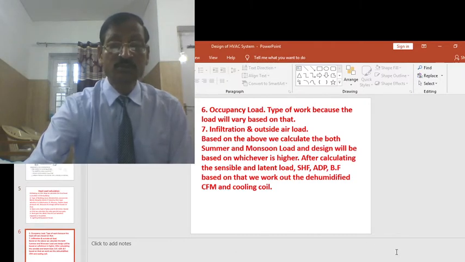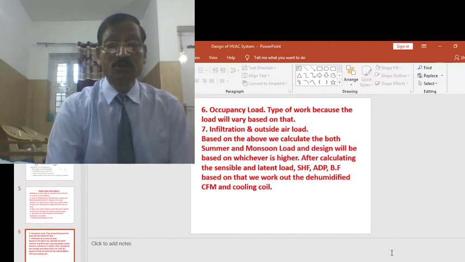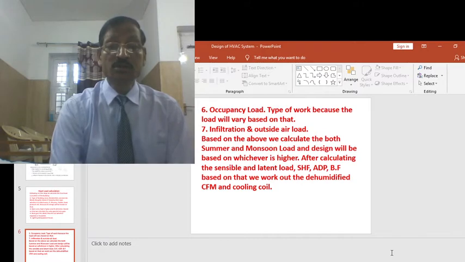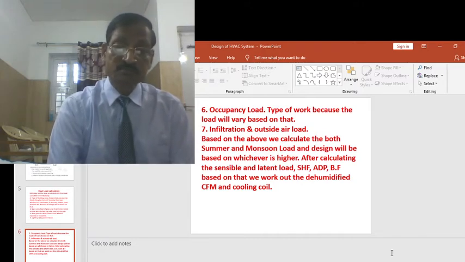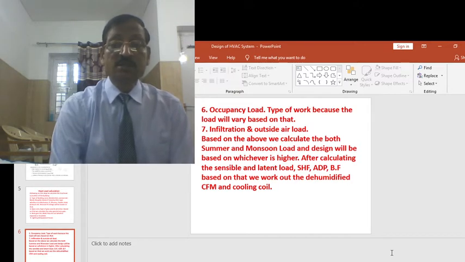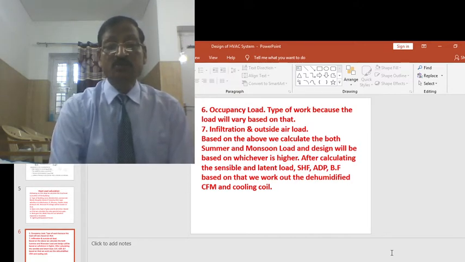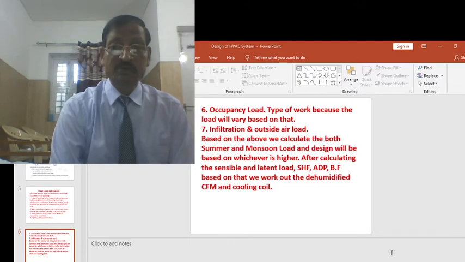Occupancy load: the load due to the people. There will be sensible heat and latent heat. The occupancy load also depends upon the type of work. If it is heavy industry or light industry, or a person sitting in an office, the load will be different. Then last is infiltration and outside air load.